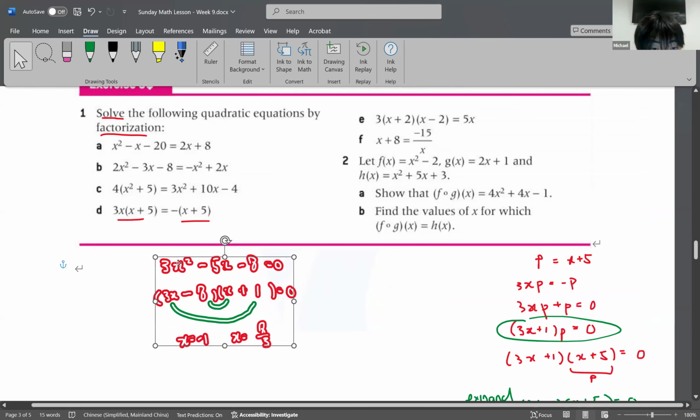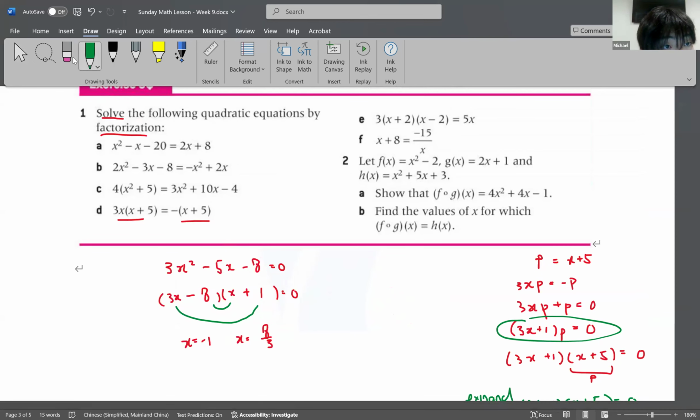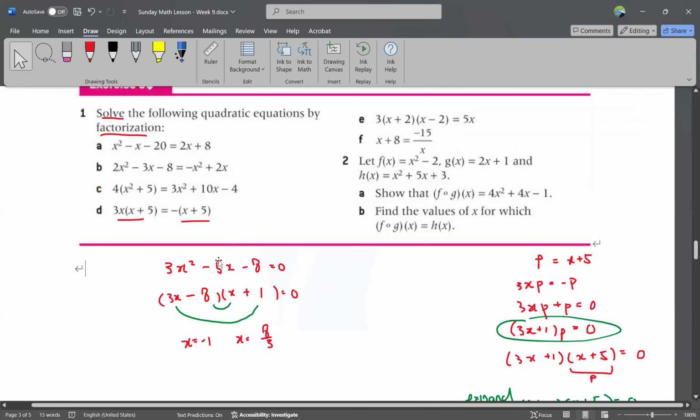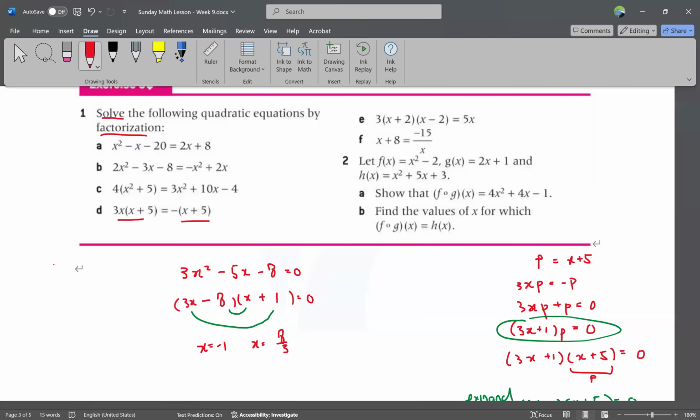So Hannah, what did you get for A? For A, I got x minus 7 times x plus 4. So we rearrange x squared minus 3x minus 20 plus 8 minus 28 equals 0, and you get x minus 7, x plus 4. Looks about right. Okay. I'm going to skip A because that's pretty easy. Adriana, did you get the same answer? Yeah. Cool.